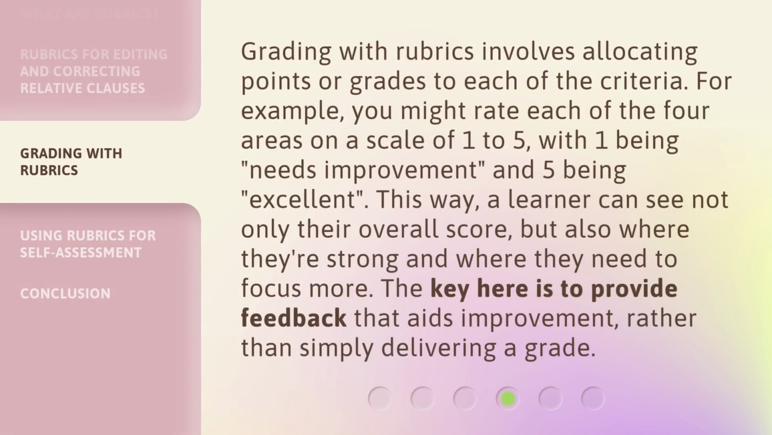Grading with rubrics involves allocating points or grades to each of the criteria. For example, you might rate each of the 4 areas on a scale of 1 to 5, with 1 being needs improvement and 5 being excellent. This way, a learner can see not only their overall score, but also where they're strong and where they need to focus more. The key here is to provide feedback that aids improvement, rather than simply delivering a grade.